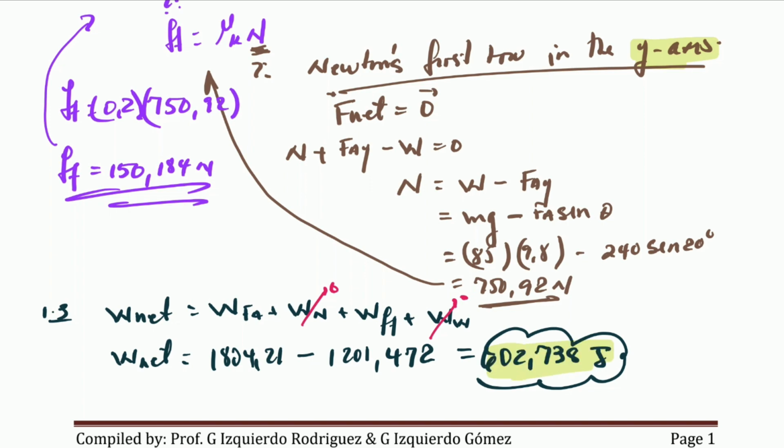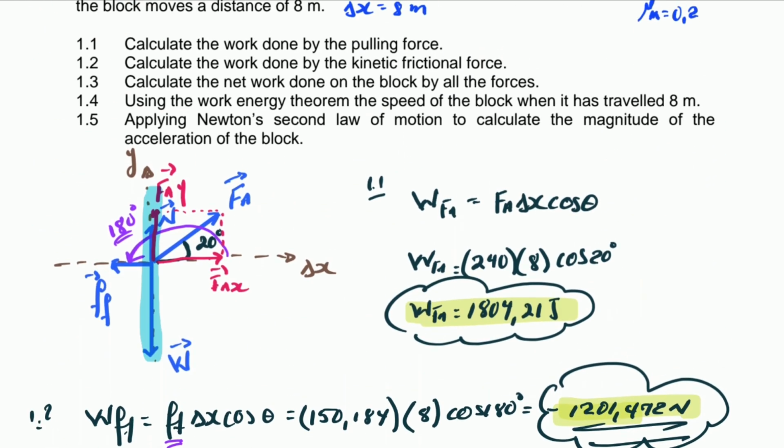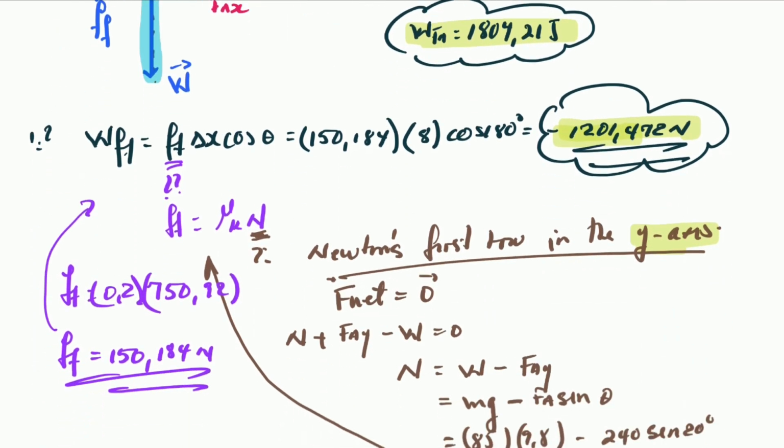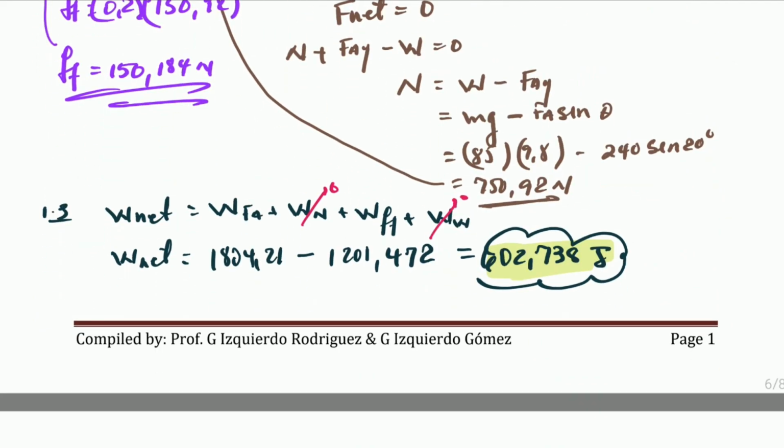Okay, so now we're going to the next part of this question. The question is quite good. Using the work energy theorem, calculate the speed of the block when the block has traveled 8 meters. So let's go to the next page for this one.